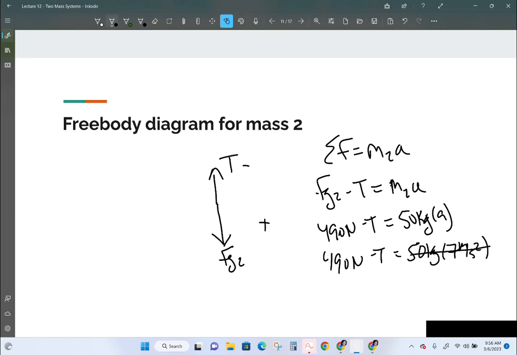So this turns into 350. What I'm going to do is subtract 490 from both sides. So negative T equals negative 140 newtons. And actually that becomes 140 newtons.